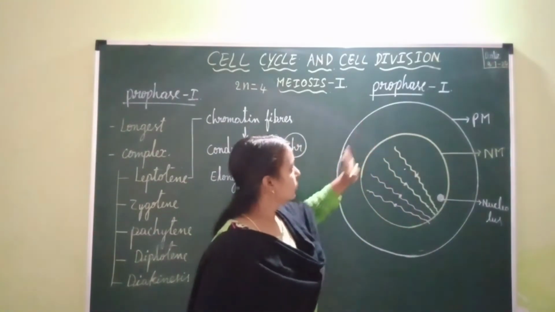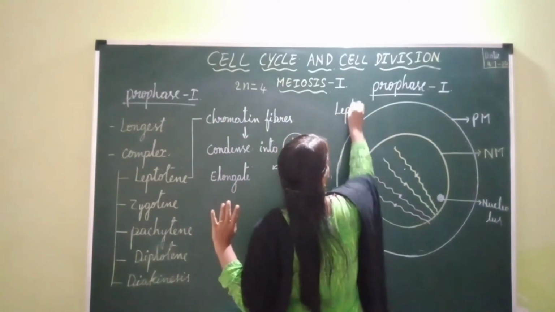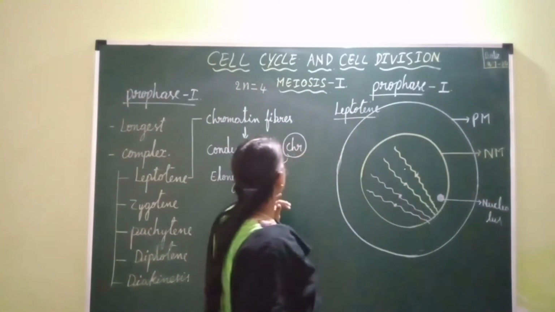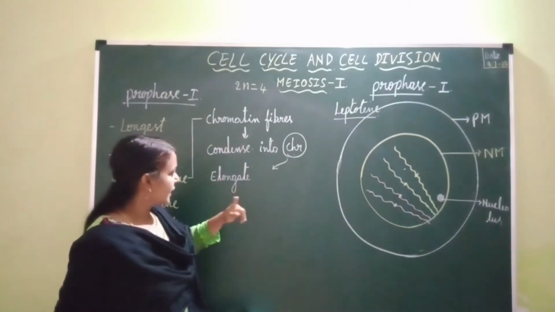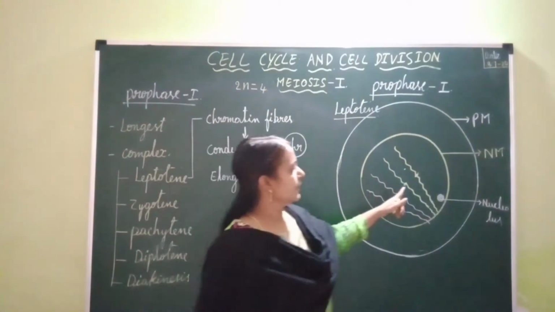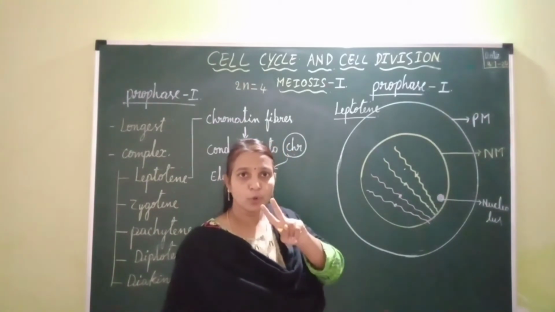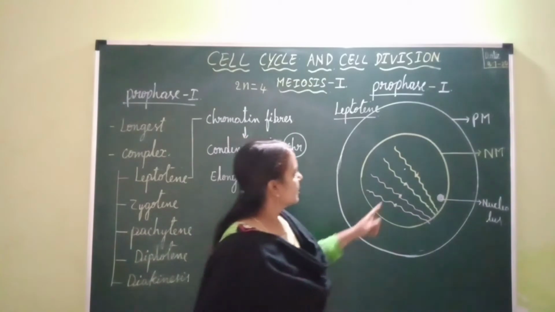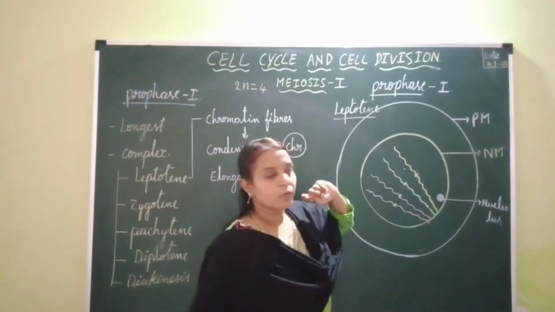This is the diagram of the leptotene stage of prophase 1. Here during leptotene, chromatin fibers start condensing into chromosomes which are elongated and appear to be having only one chromatid, but originally each chromosome consists of 2 chromatids. So these are the 4 chromosomes present during the leptotene stage of prophase 1.